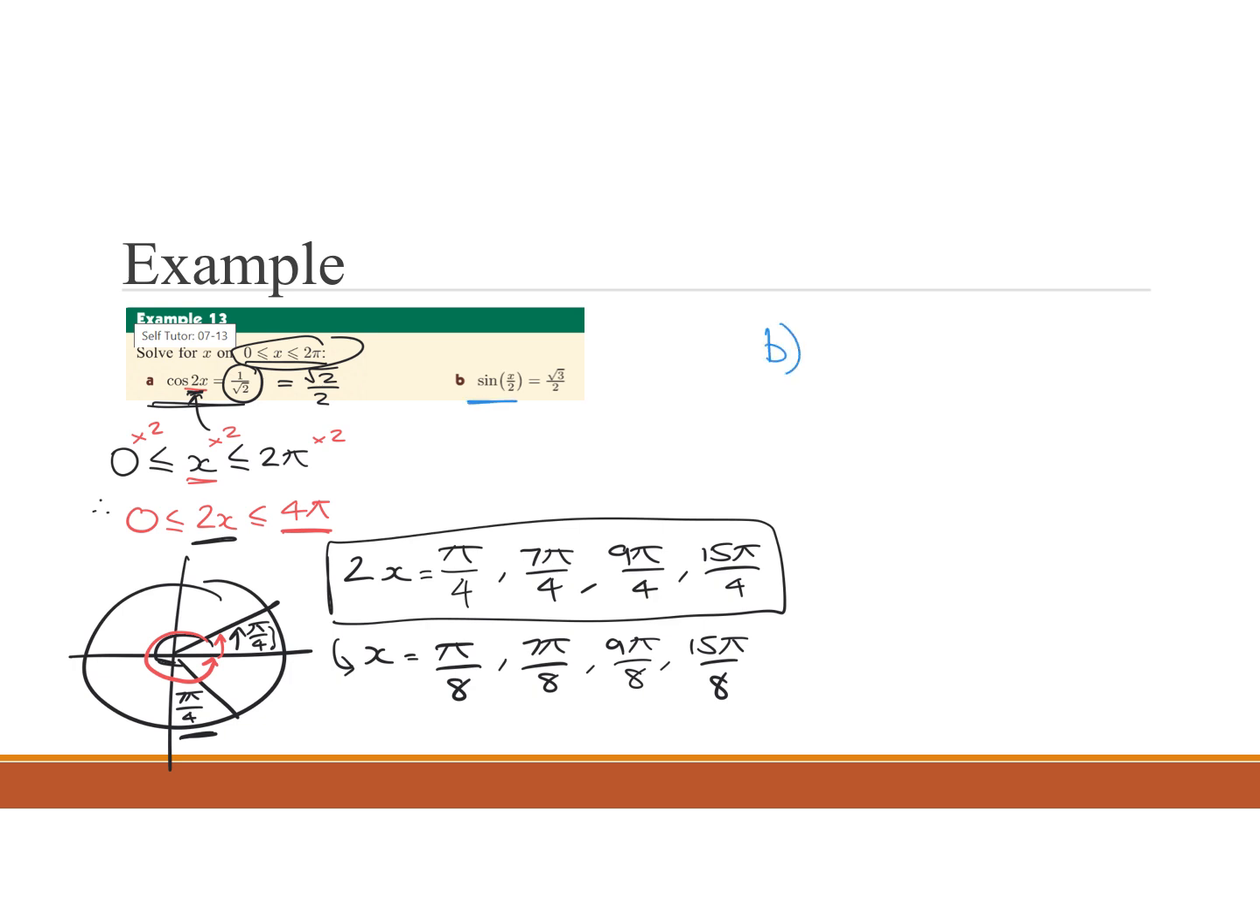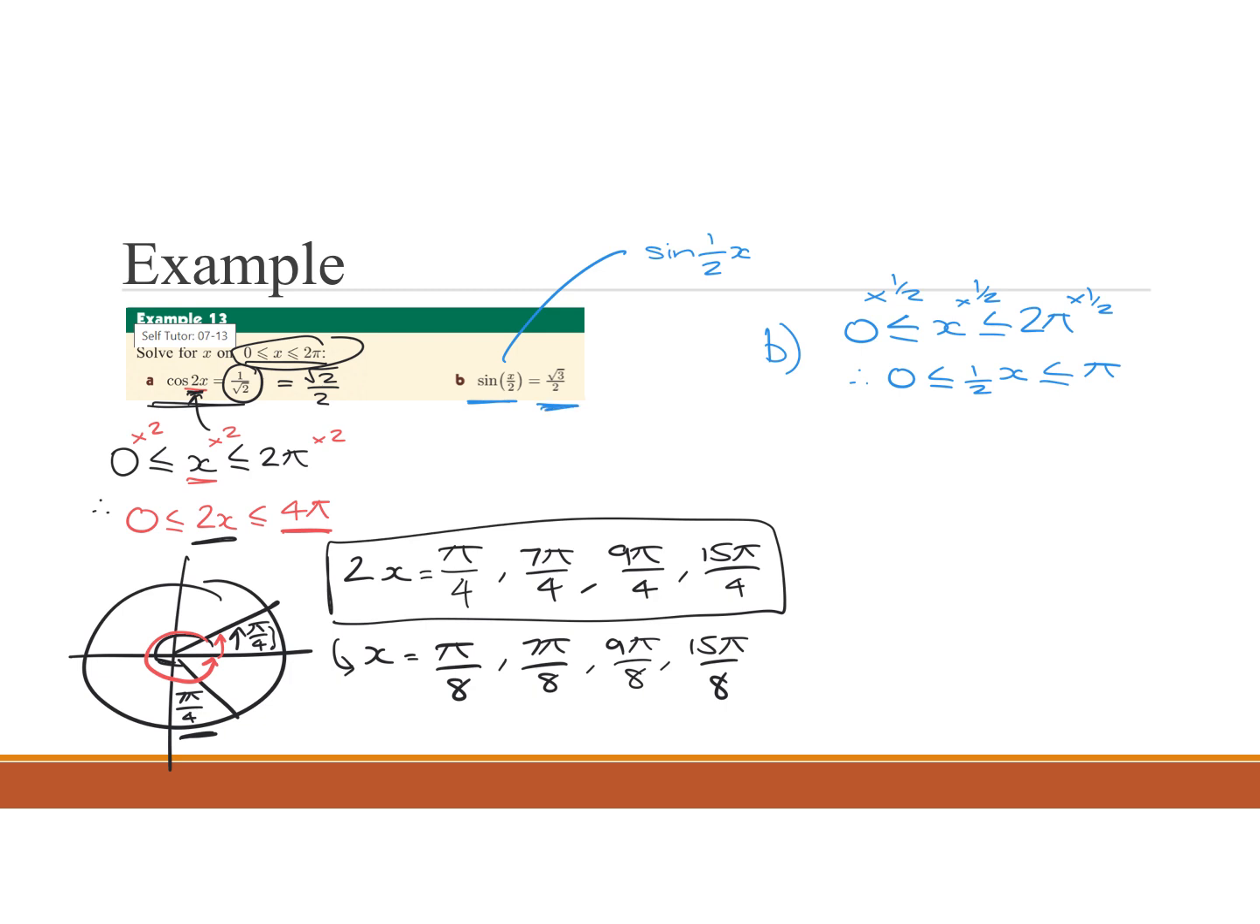So B, we've got sine x on 2. Now another way that could be written is sine a half x. So in this case, when we're looking at 0 ≤ x ≤ 2 pi, we're actually going to times by a half. So what that means is we're going to have 0 ≤ half x ≤ pi. So in this case, we're only going between 0 and pi, and we're looking at when sine is equal to root 3 on 2.